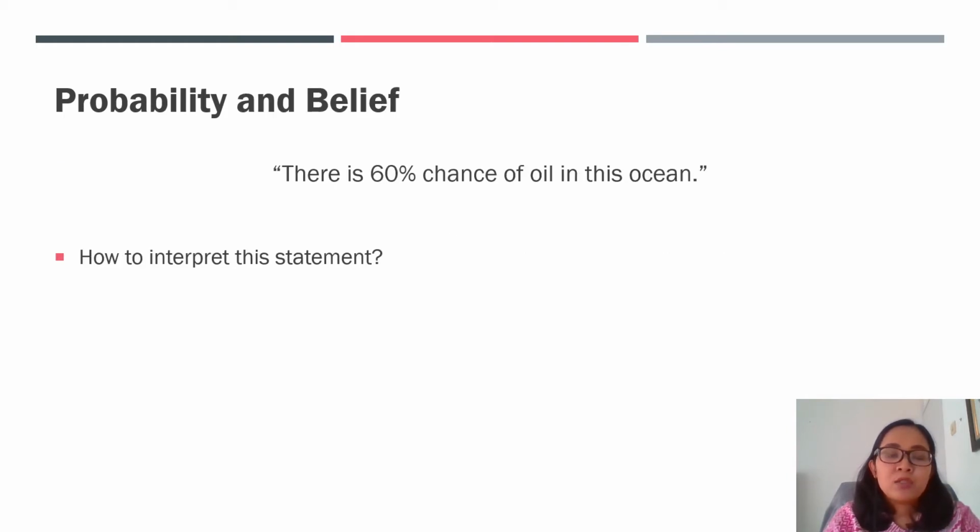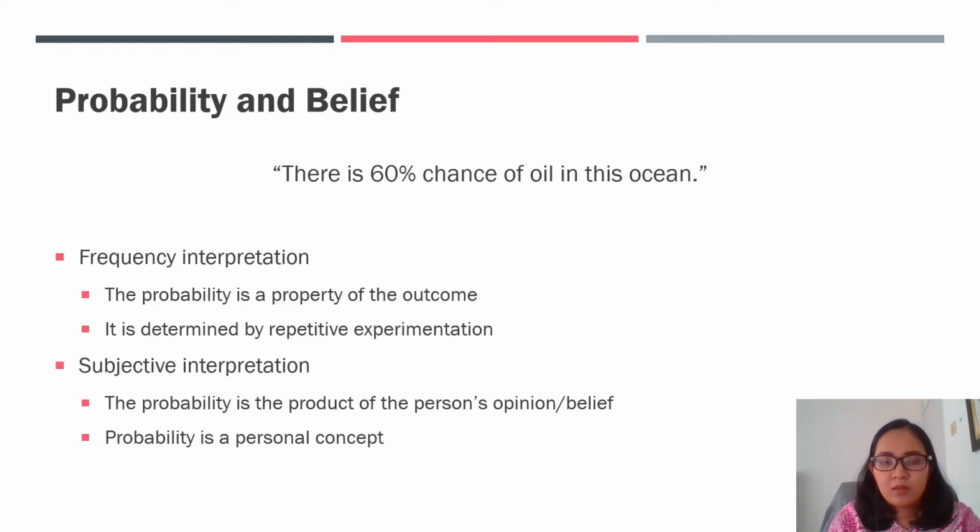Next, if I were to give you this statement, there is a 60% chance of oil in this ocean. We could interpret this statement in two ways. The first interpretation is the frequency interpretation. The reason I say this statement is because of repetitive experimentation and repetitive experience of me checking if there is oil in this ocean. Thus, based on my data, I know that there is a 60% chance.